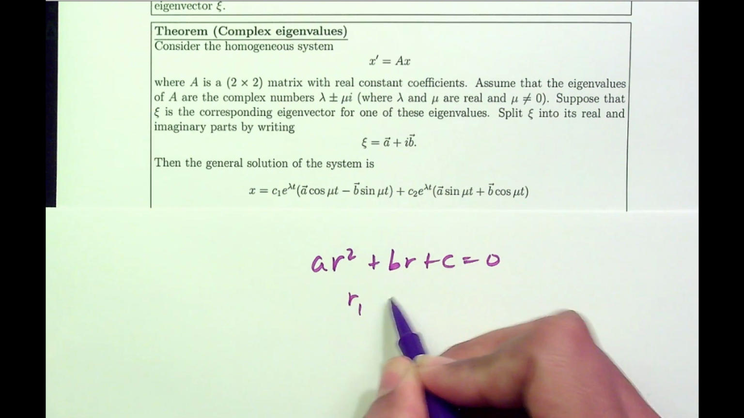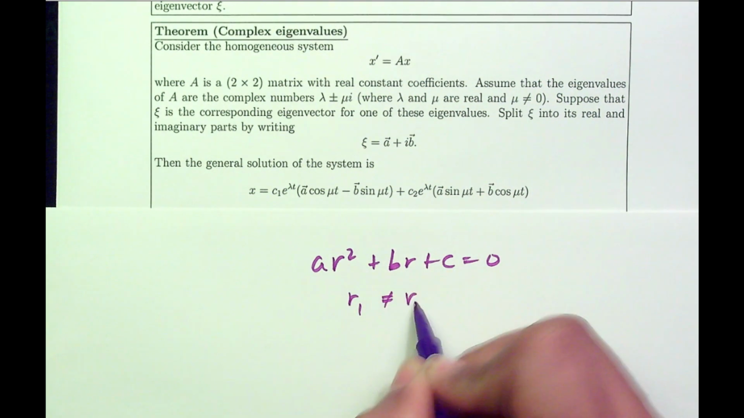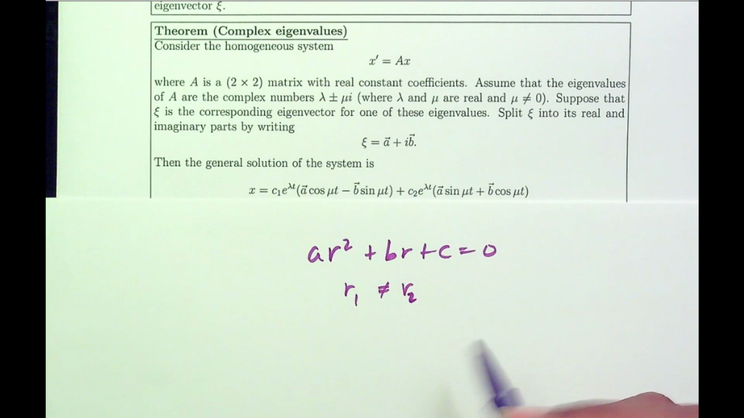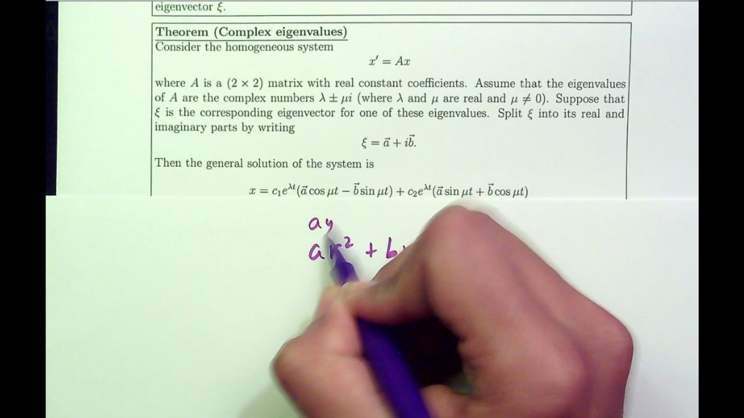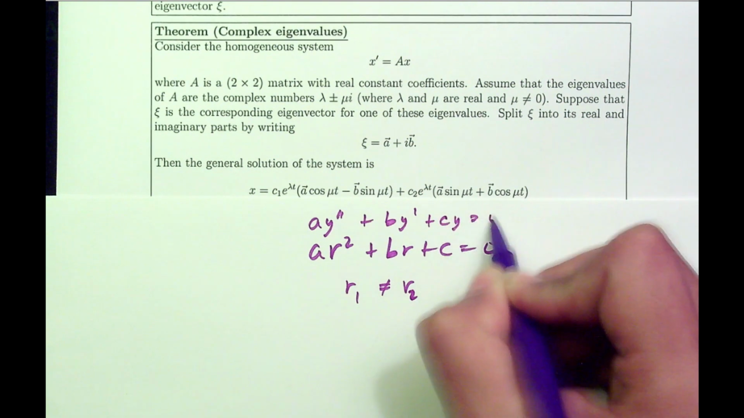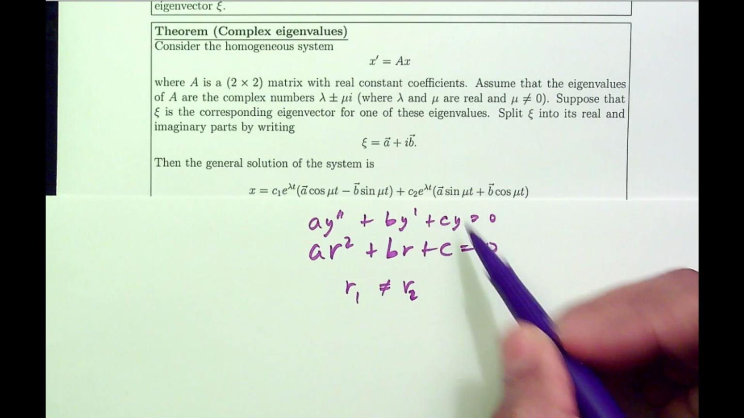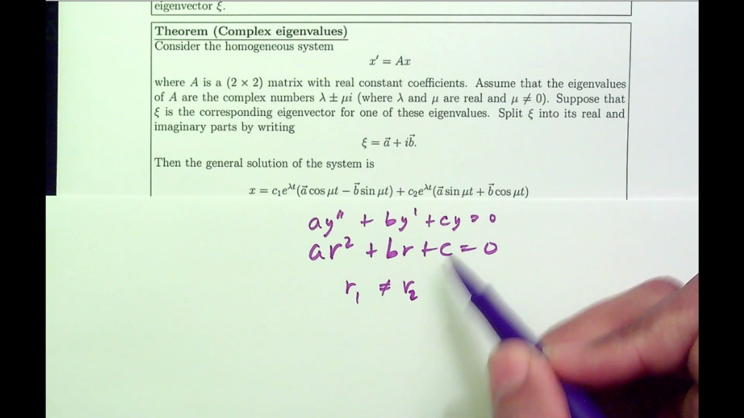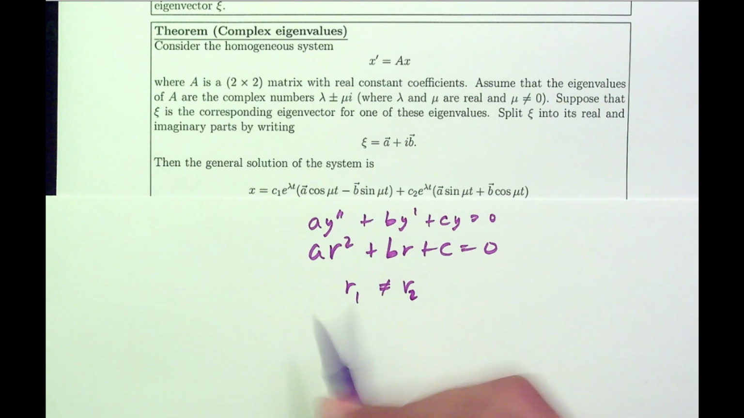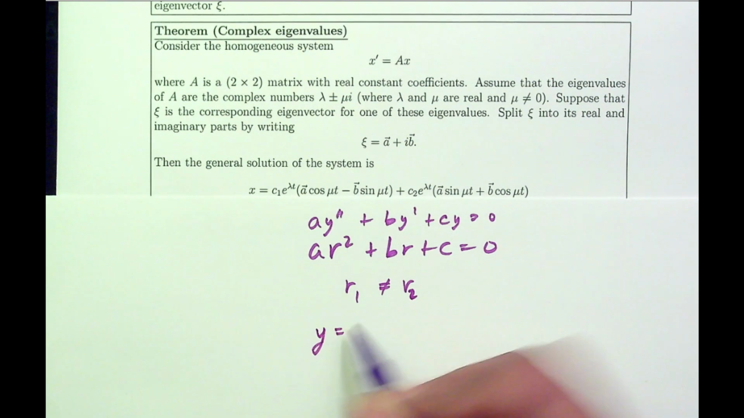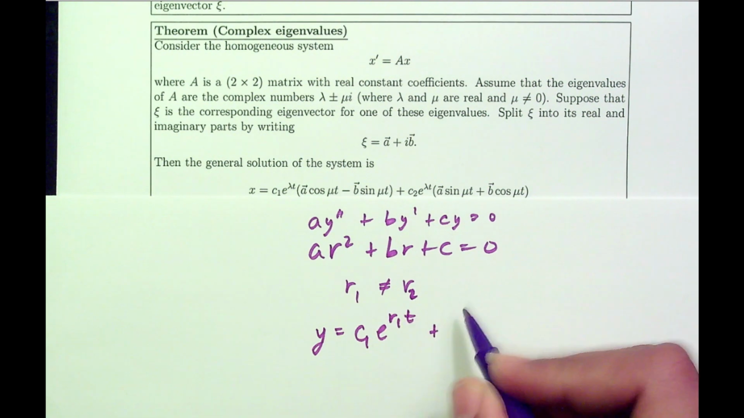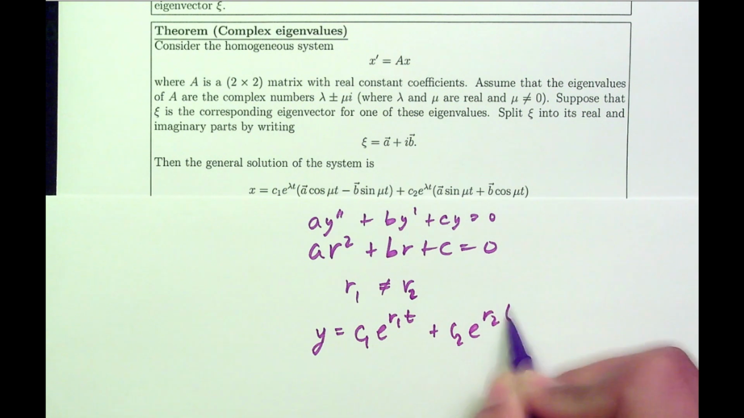Suppose we found r1 and r2, the roots of this. We're trying to solve a y double prime plus b y prime plus c y equals 0. To solve this differential equation, you start by finding the characteristic polynomial, then you find the roots. And remember that if the roots are both different and real, then the general solution would be c1 e to the r1 t plus c2 e to the r2 t. Remember that?